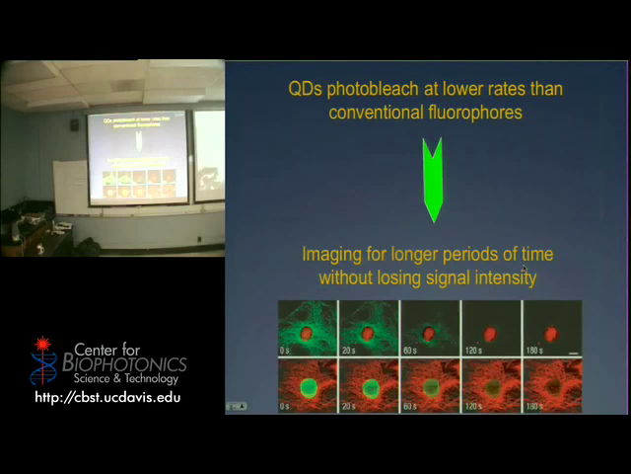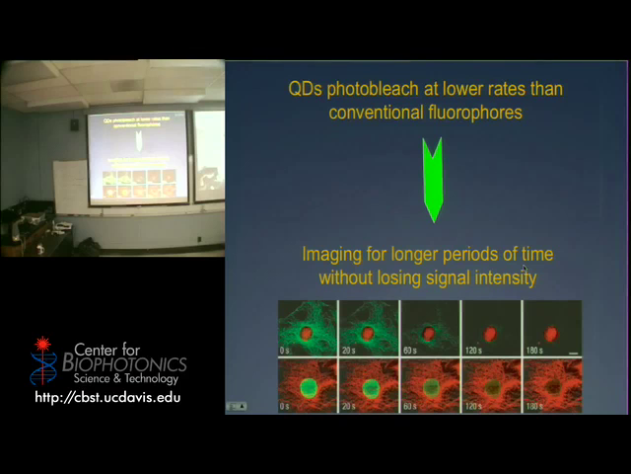Photobleaching is a photophysical phenomenon. It's very intuitive. You're looking at a cell that is labeled with a fluorophore, and you shine an intense light like this. You look at it for a minute, 2 minutes, 3 minutes, and you essentially burn off the fluorescence. So you can only observe that cell for a certain amount of time.